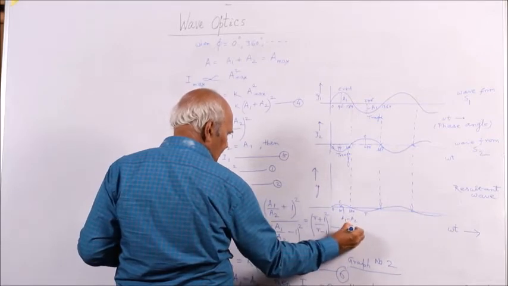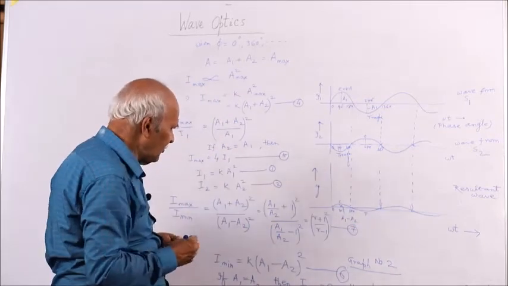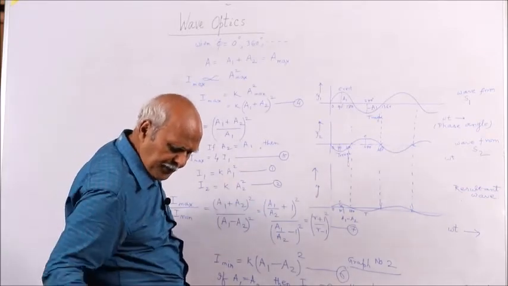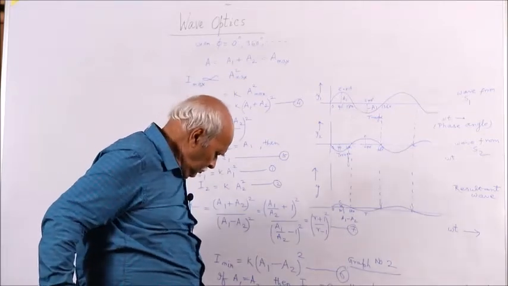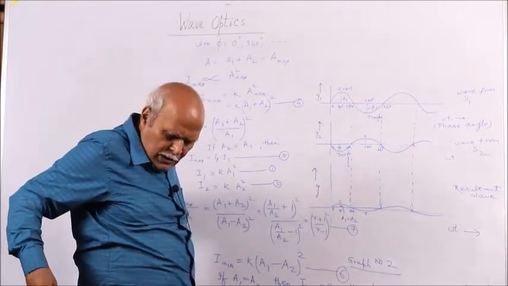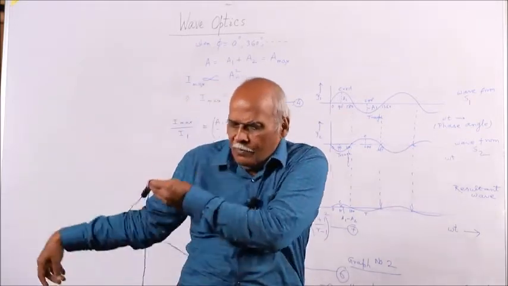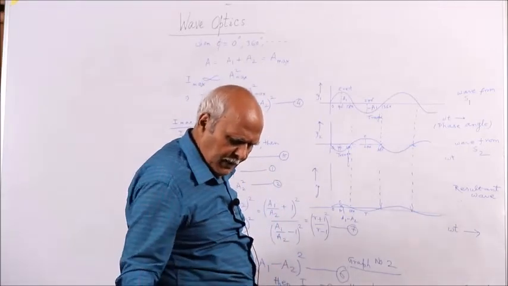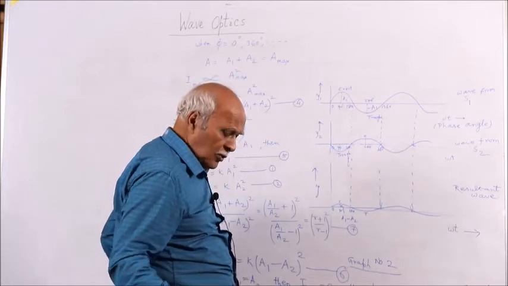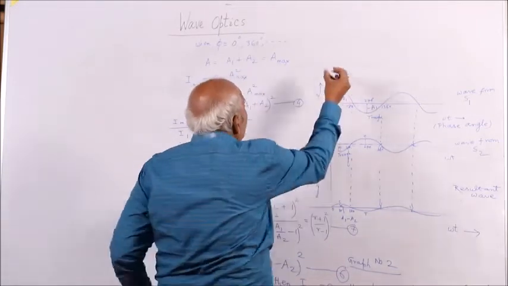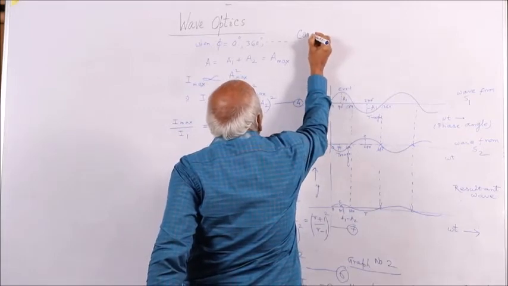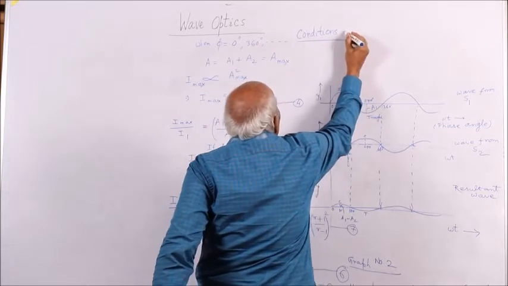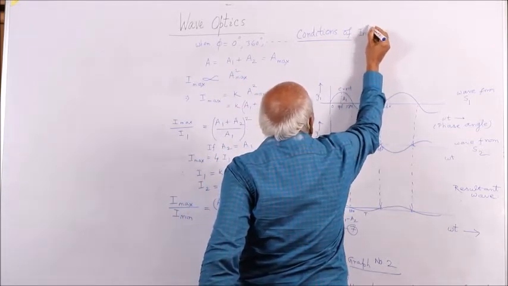Problems are asked on this formula, that if the intensity ratio is given, then find the ratio between maximum and minimum intensities. Sometimes that is asked. Then we come to the conditions of interference.